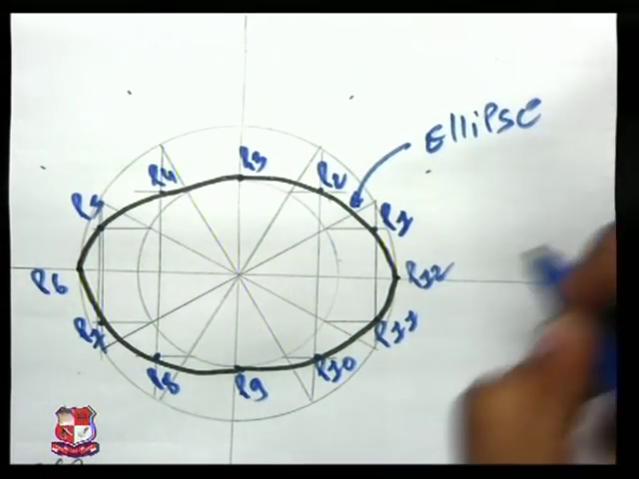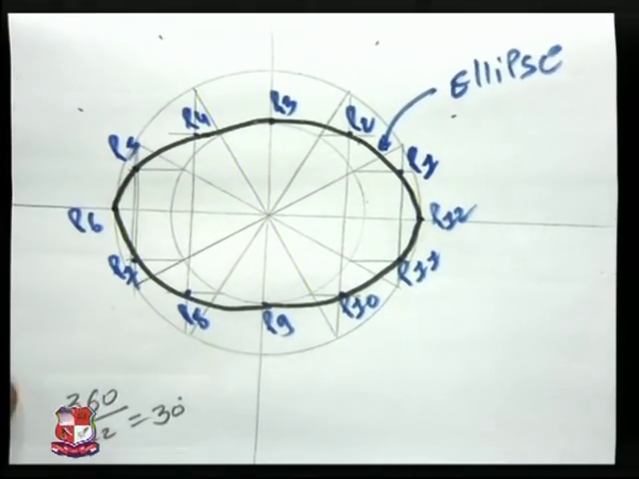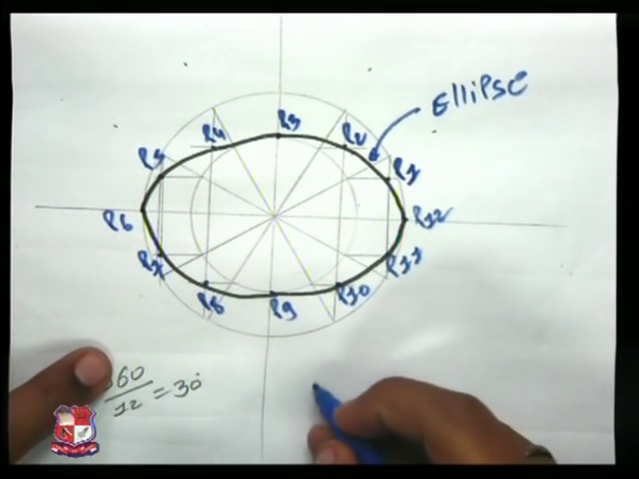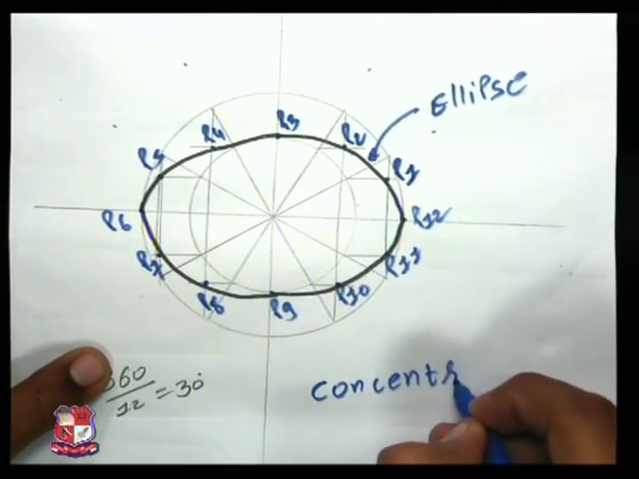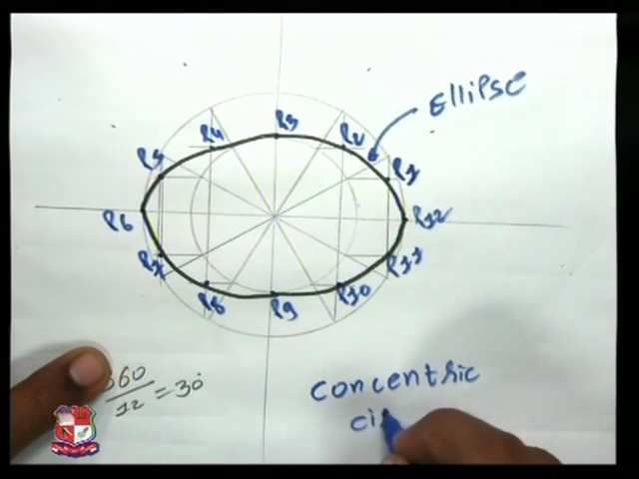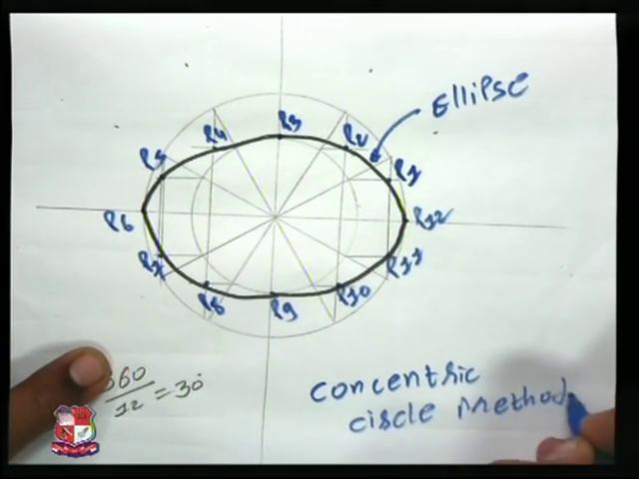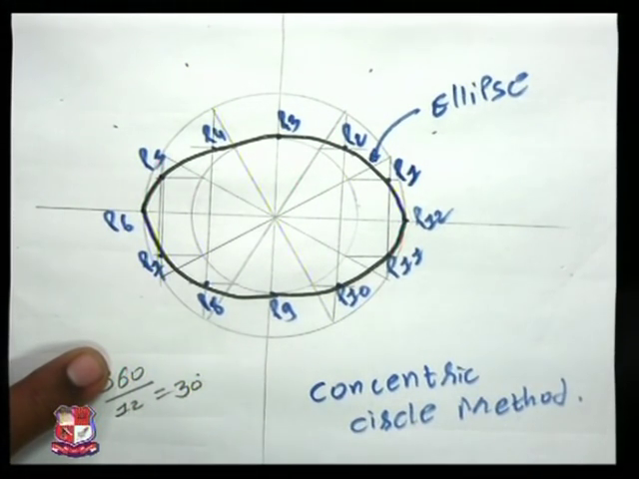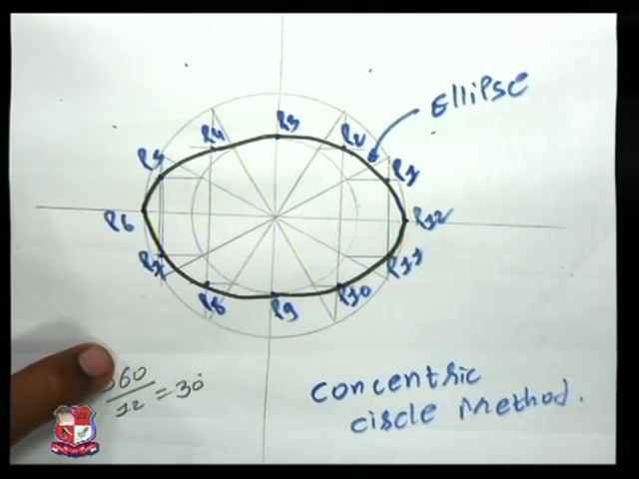Name this curve as ellipse and write down concentric circle method. So this is how you can draw an ellipse using the concentric circle method.